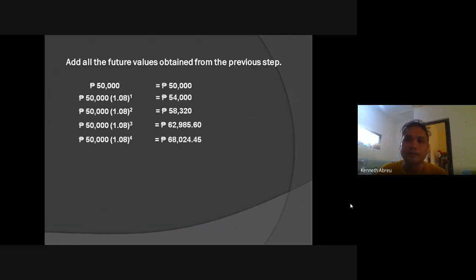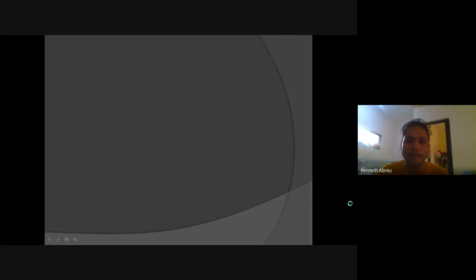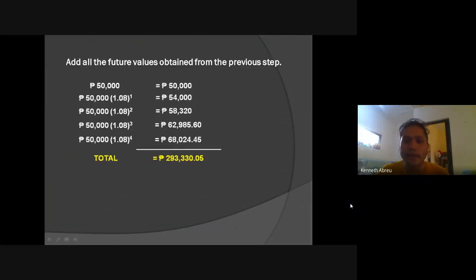Since we need to add all the future values obtained from the previous steps, the total is 293,330 pesos and 5 centavos. Therefore, 293,330 pesos and 5 centavos would be the future value of the given simple annuity.